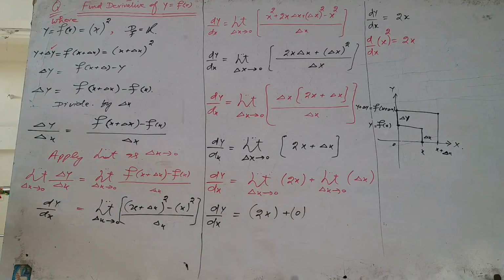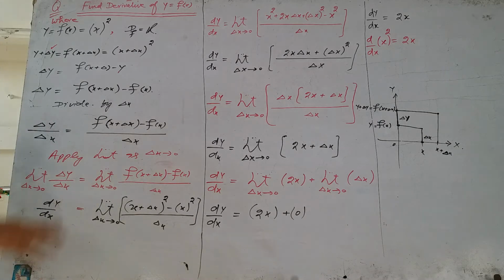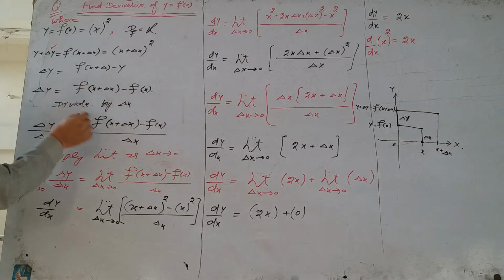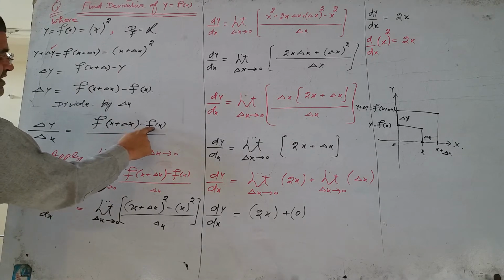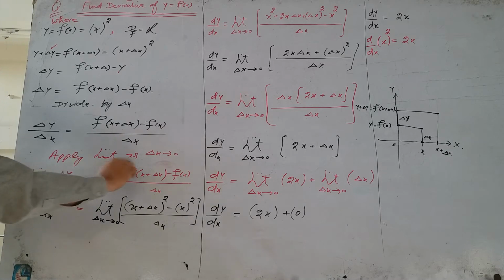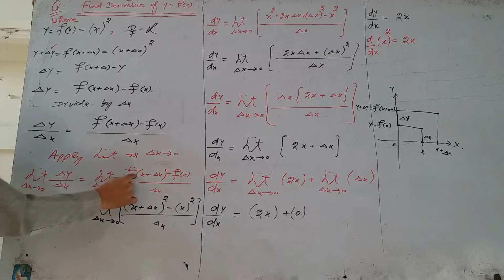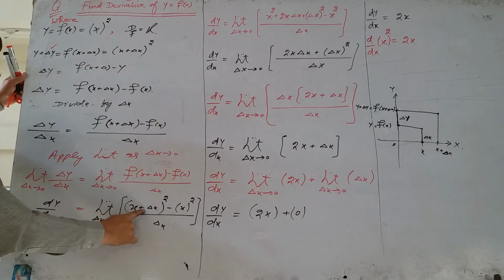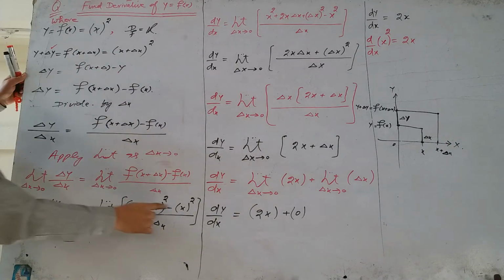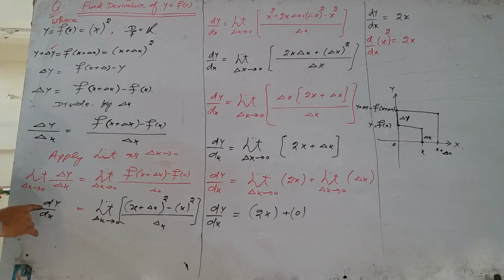Therefore, we calculate the ratio of the change in the dependent variable with respect to the change in the independent variable. We divide this equality by del x: del y divided by del x is equal to f of x plus del x minus f of x divided by del x. Now apply the limit as del x tends to 0: limit del x tends to 0 of del y divided by del x is equal to limit del x tends to 0 of f of x plus del x minus f of x, where f of x plus del x is x plus del x whole square and f of x is x square, all divided by del x. Suppose this limit is denoted by d divided by dx of y.